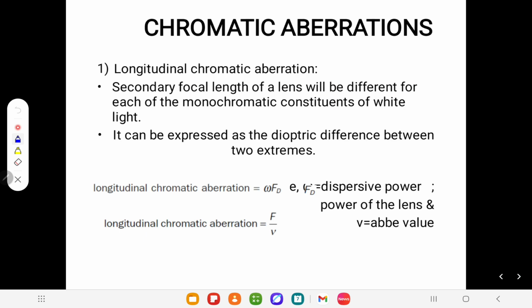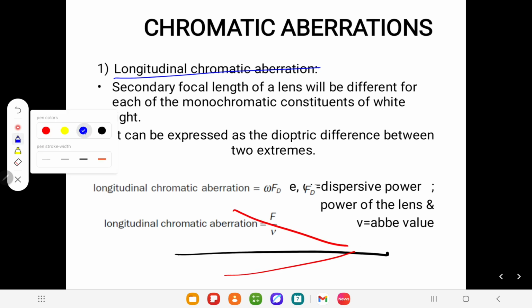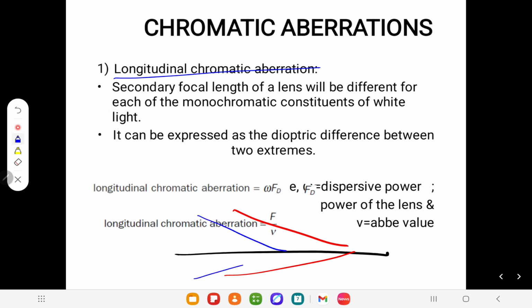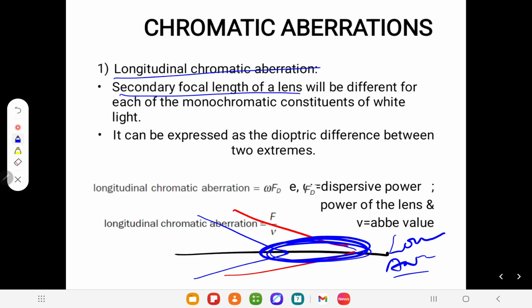Whenever we talk about longitudinal chromatic aberration, let me change this. If this is the optical axis, then red will focus on the posterior side of the optical axis and blue will focus on the anterior side of the optical axis, and this gap is called the longitudinal or axial chromatic aberration. Okay, so this is called longitudinal axial. The secondary focal length of the lens will differ for each monochromatic constituent. Obviously red is posterior and blue or violet is anterior. It can be expressed as a dioptric difference between the two extremes.